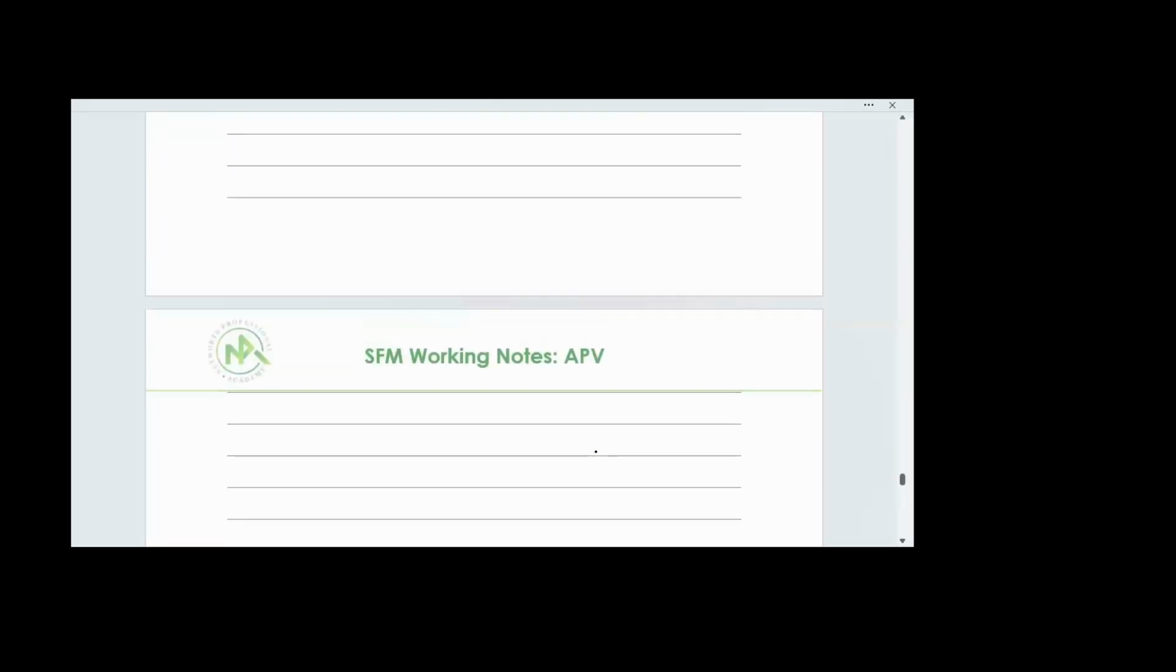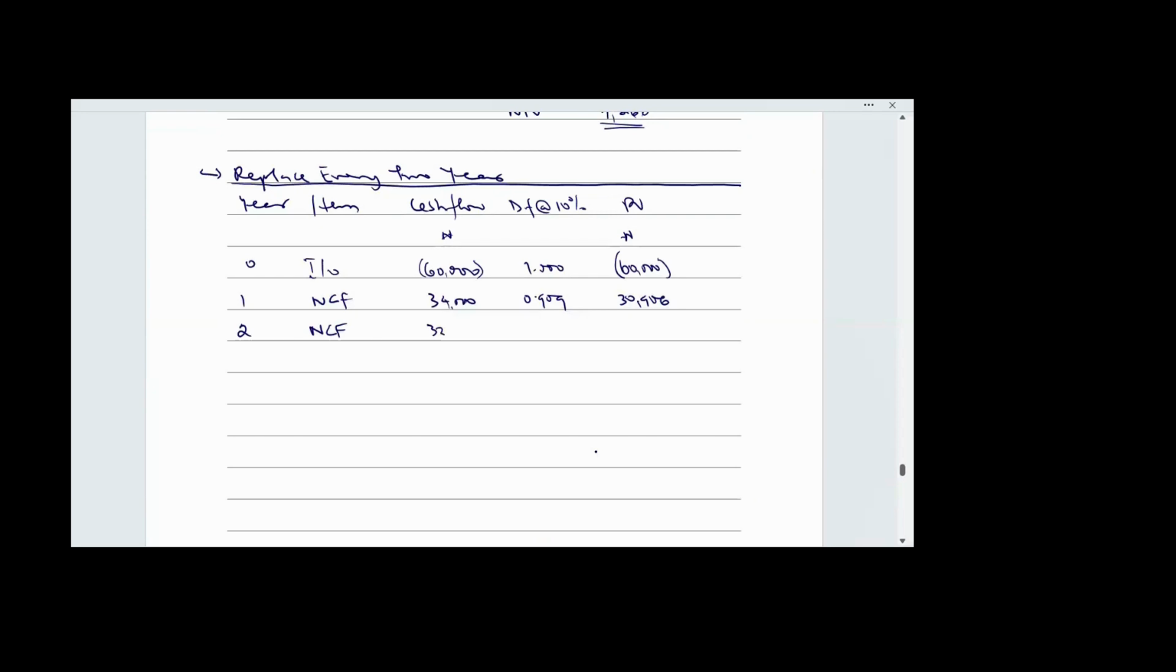Let's incorporate that. 33,500 times 0.826. So give me the present value, please. What's the present value? 27,671. Then what's the trading value for year two? We are told 25,000 naira for a 2-year-old machine. So here will be 25,000 times 0.826. What do you have as PV?